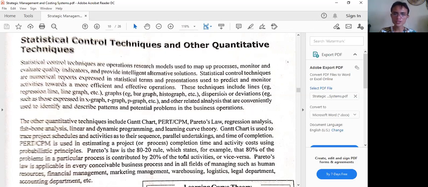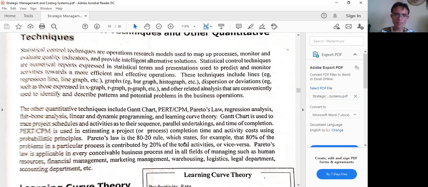Dispersion or deviation. So we now employ our statistical methods. In this case, for example, X graph, R graph, P graph, etc. So we can be using, for example, the normal distribution for dispersion or deviations. And we can also make use of computations like the ANOVA, analysis of variance, t-test, z-test, etc. So these are the items to be discussed here.